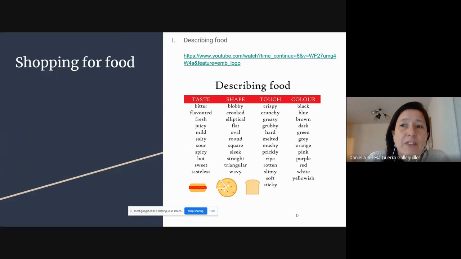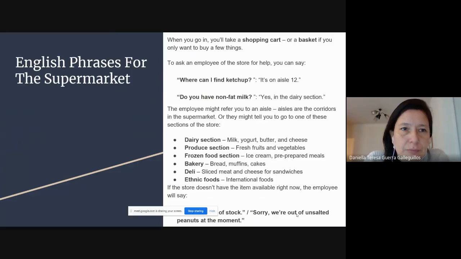We have a video that can be very useful for you to understand how to describe food in general, and some adjectives that can be very useful for you. It is not necessary to memorize them all. Just choose your typical ones when you describe taste, shape, touch, and color. When you go to the supermarket, there are different questions that you can ask, and there are different sections that you can find in a supermarket. Look at them and practice them using the video that was recommended in your Aula Virtual.